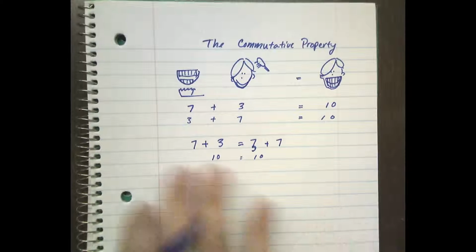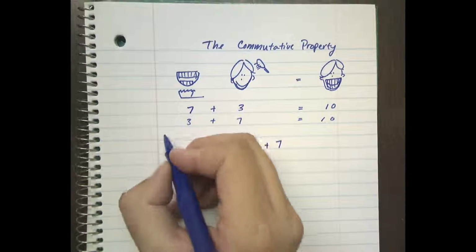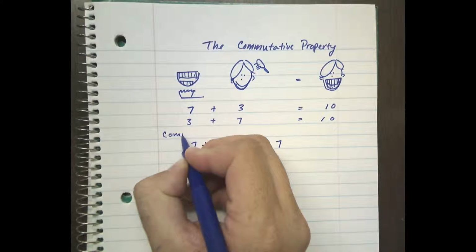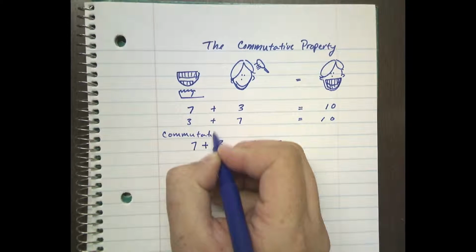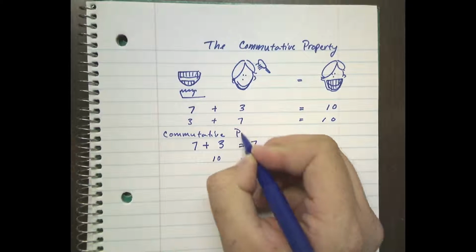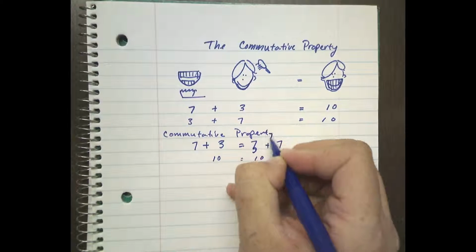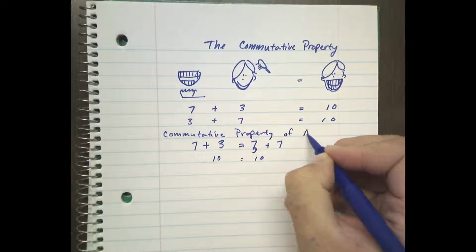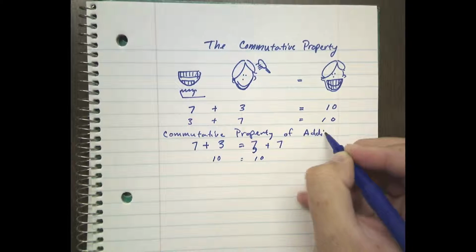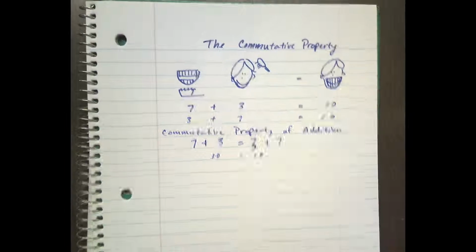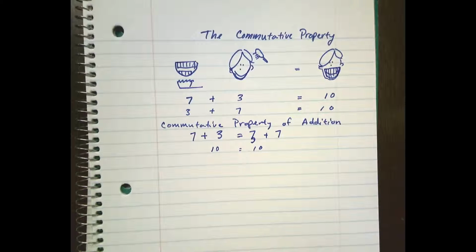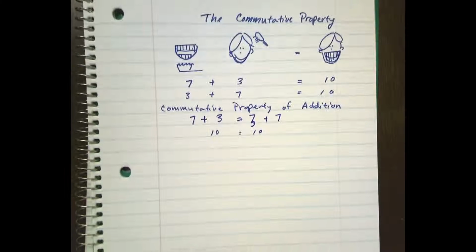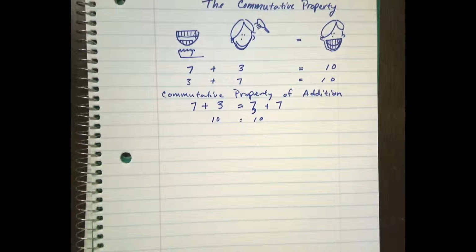Okay, and so this is called the commutative property of addition, because we're adding. And this is what it looks like. Okay, so the same can be true for multiplication. So I'll show you really quickly what that looks like.